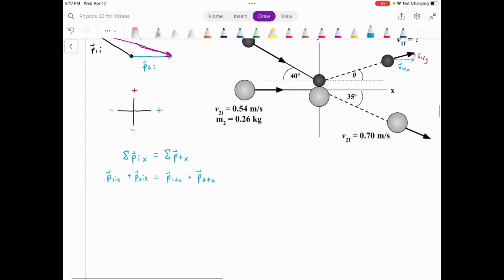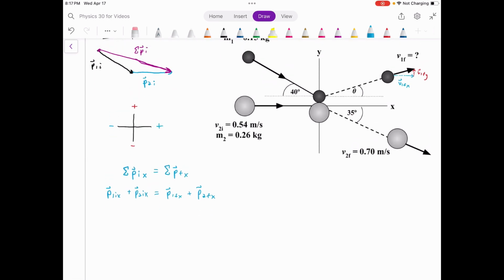So if we break those down, right, what is momentum 1 initial in the x-axis? Well, it's mass 1 times object 1's initial x velocity, right? Whoops, I forgot a 1 there. V1 initial x, right? Same thing for momentum 2 initial in the x-axis. It's mass 2 times velocity 2 initial in the x-axis, right? And then momentum 1 final in the x is, well, mass 1 times v1 final x. Momentum 2 final x, mass 2 times v2 final x, right? And so see where we're headed here, right?